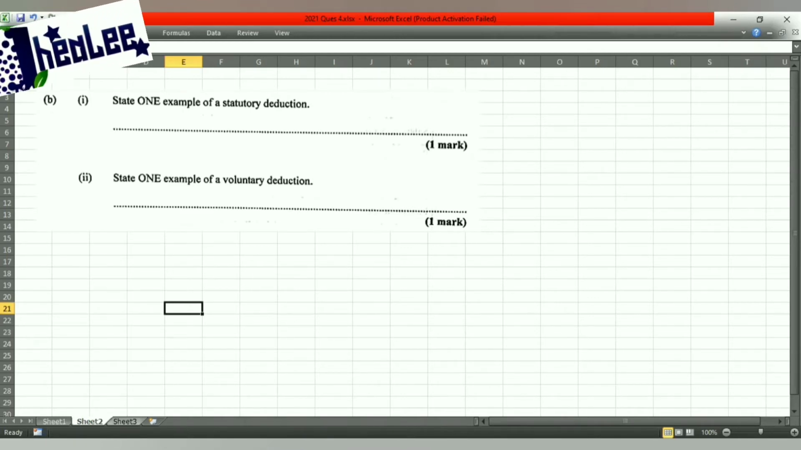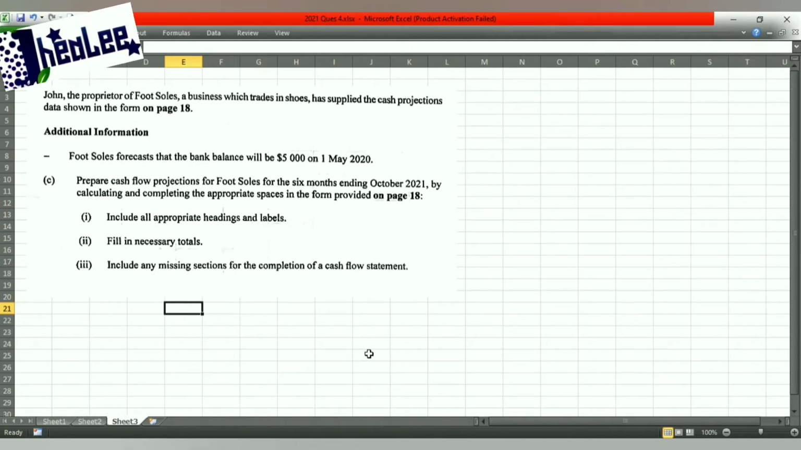And we're going to move into part C of the question, which reads, John, the proprietor of Foot Soles, a business which trades in shoes, has supplied the cash projections data shown in the form on page 18. Additional information, Foot Soles forecasts that the bank balance will be $5,000 on May 1st, 2020. Prepare cash flow projections for Foot Soles for the 6 months ending October 2021 by calculating and completing the appropriate spaces in the form provided on page 18.